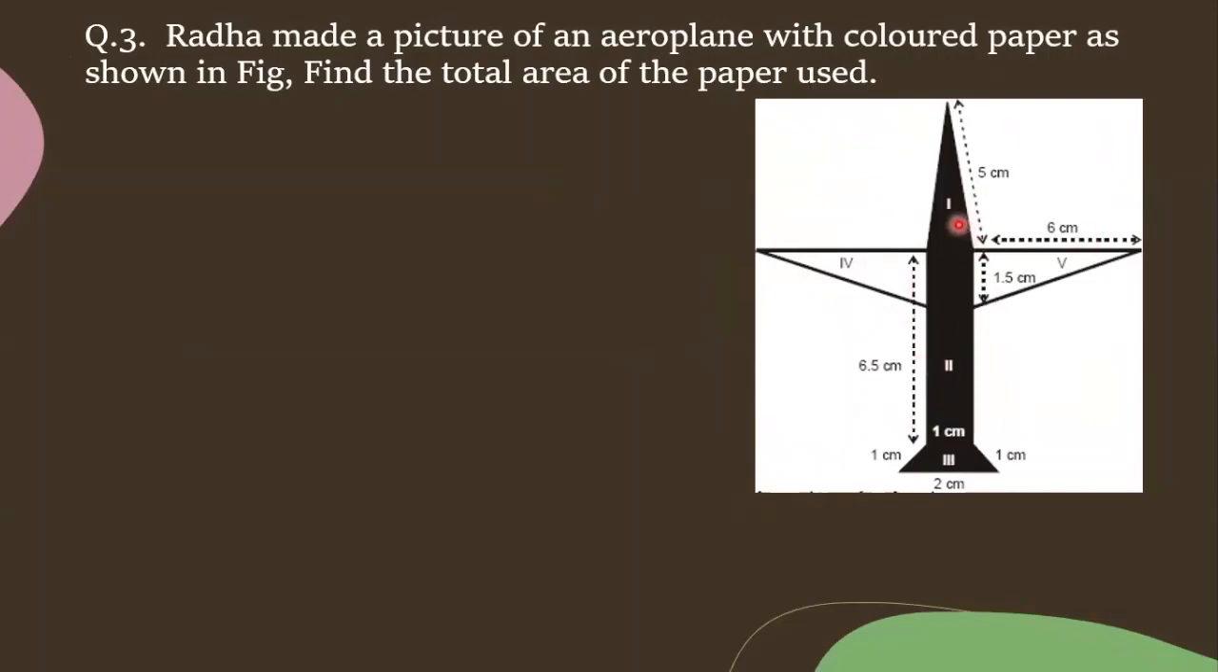Okay, here see children, I will divide this figure. So here the first one is which shape, children? First one is a triangle, ma'am. Second one? Rectangle. Third one? Trapezium. Very good. Fourth and fifth? Right angle triangle. Okay, here just observe.